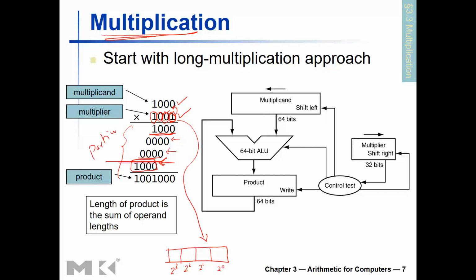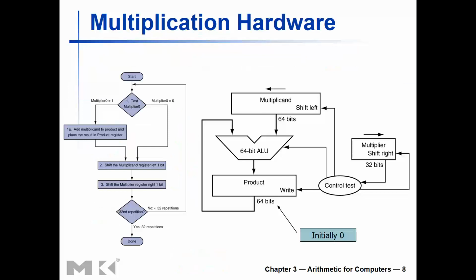Partial products. Because at the end we need to add them, so this 0 comes down here, 0 plus 0 is 0, 0 plus 0 plus 0 is 0, and then 1 plus 0 plus 1, and so on. Then we finally compute the final product right here. Now the question is, how can I do multiplication in hardware? And the answer is very simple.